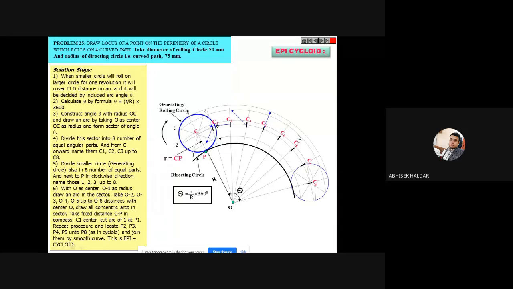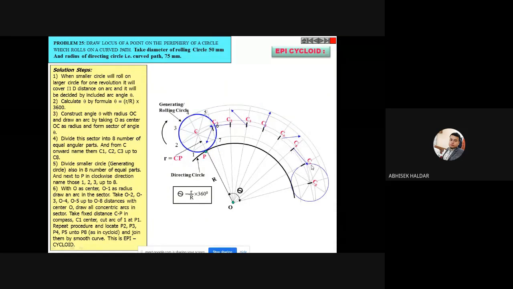Which side should I cut now? Right side. Why the right side? Because my circle is rolling clockwise, to the right. Obviously my point P will move towards the right, not to the left. So I will cut from C5 towards the right, that CP length, and I will get a point somewhere over here.